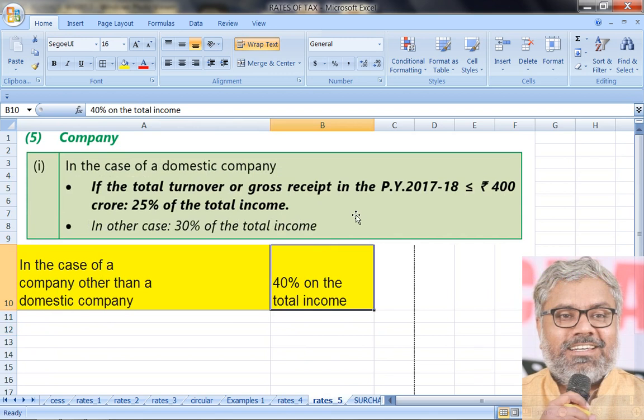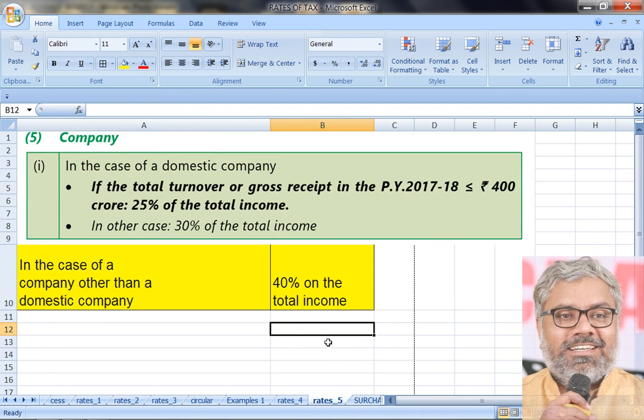Company straight away either 25% or 30% depending upon the turnover in 2017-18. For a foreign company, it is 40% directly. These are the flat rates in relation to different types of assessees. That's all. These are all the persons, right? Do we have any other persons who can be assessees? What was the definition of person? Individual, HUF, firm, LLP, company, AOP, BOI, artificial juridical person, local authority.